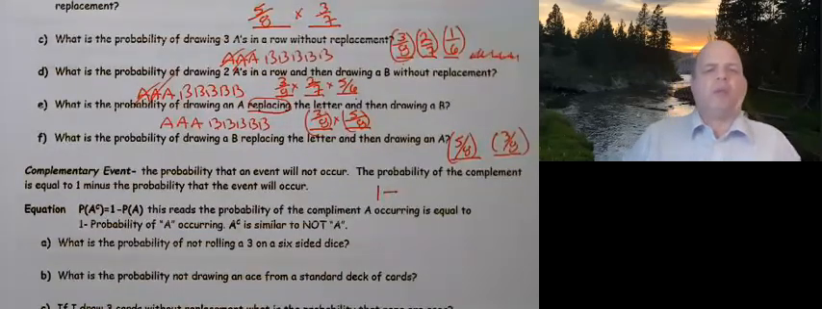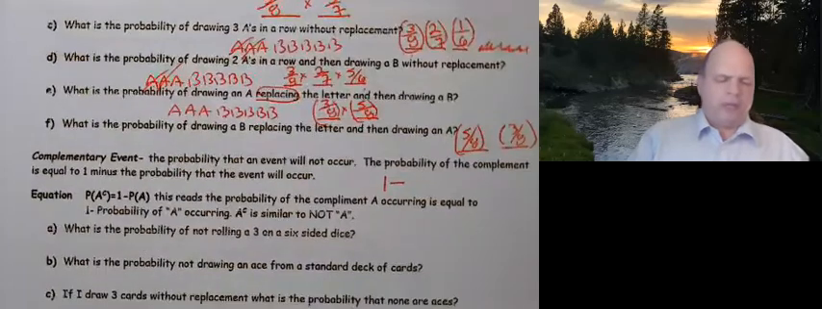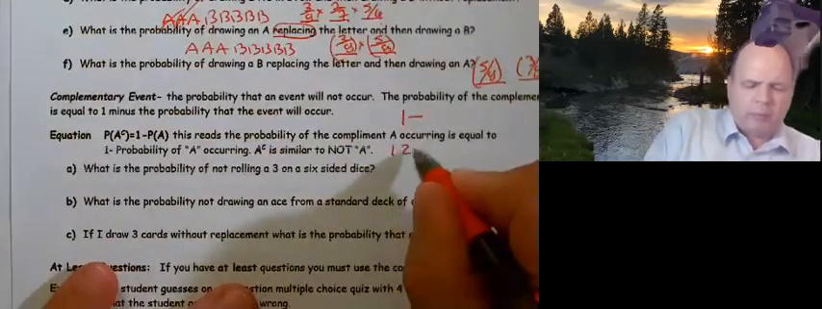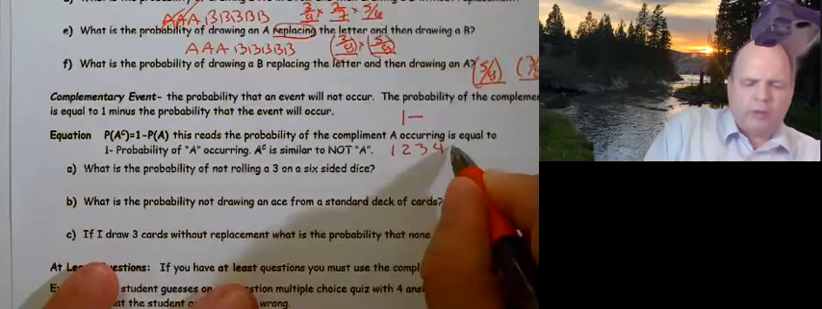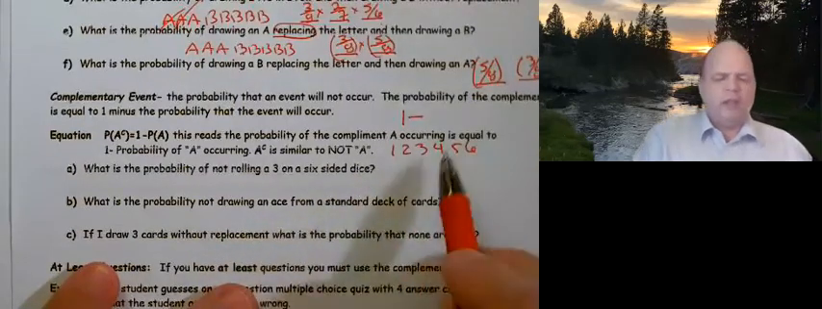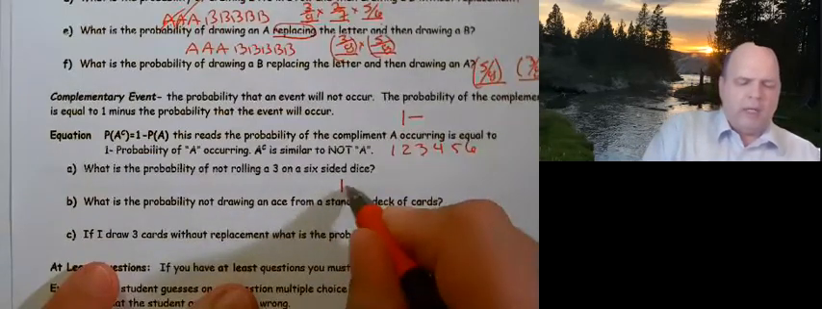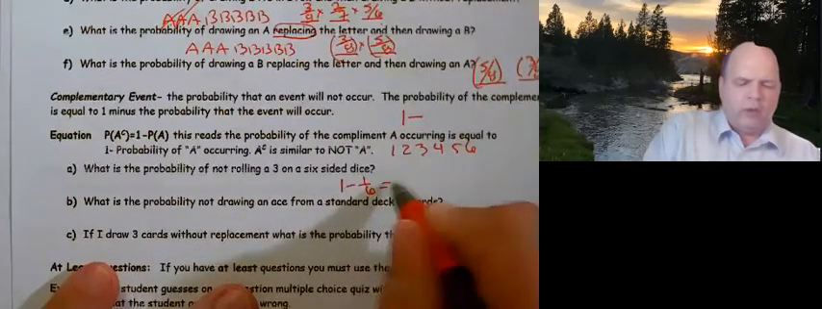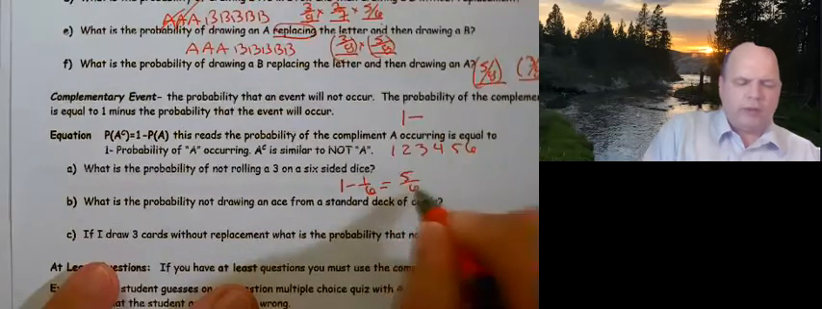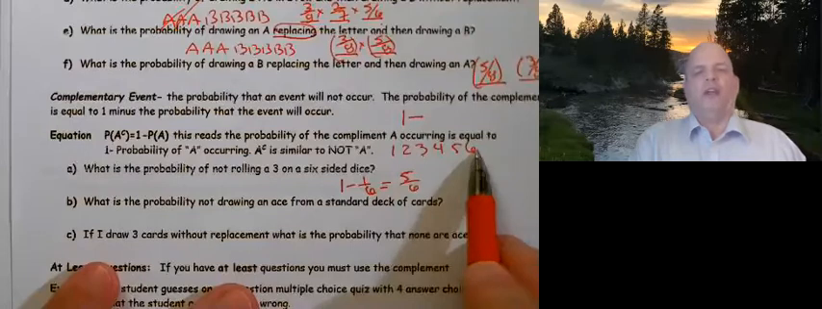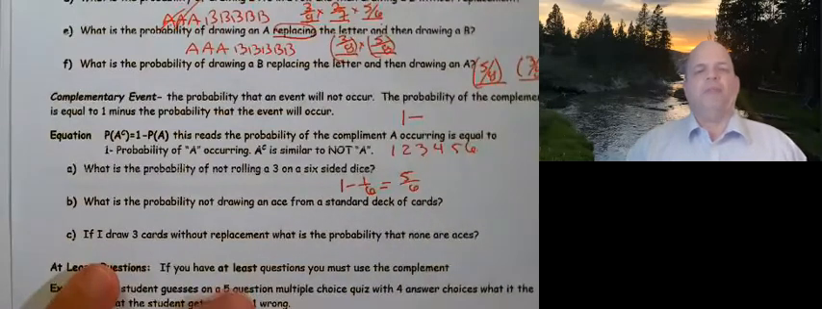So what's the probability of not rolling a 3 on a 6-sided die? Well, let's look at our sample space. We can roll a 1, 2, 3, 4, 5, 6, and not 3 means 1 minus 1/6 equals 5/6. And sure enough, 1, 2, 3, 4, 5 are answers that are not 3.